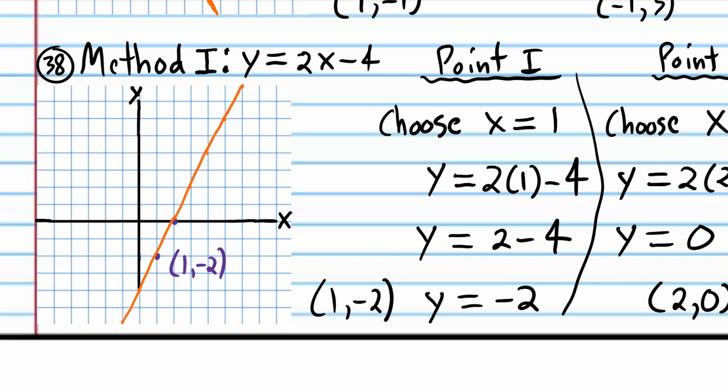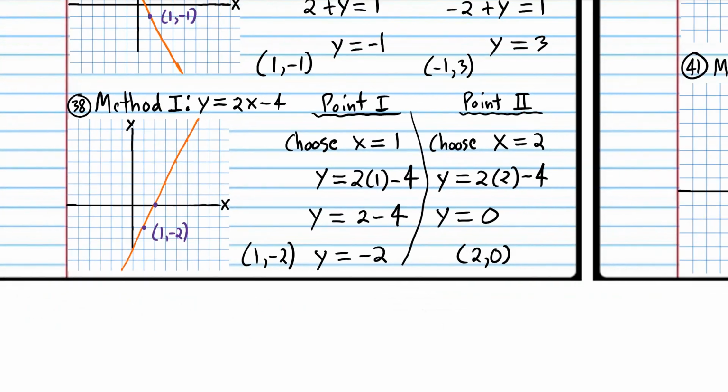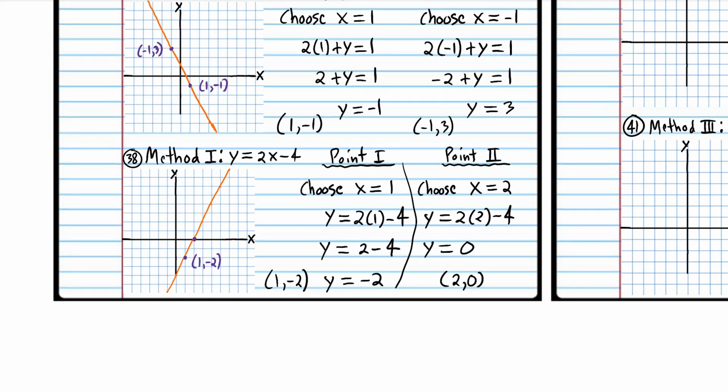Again, your line doesn't have to be perfectly straight. Don't waste a lot of time with a ruler or something making your line perfectly straight. We don't have time for that. So if your line looks something like that, good job.